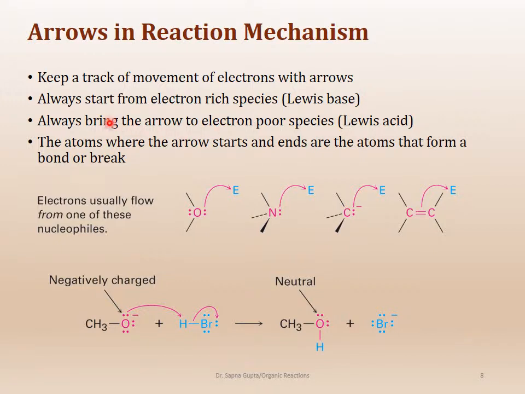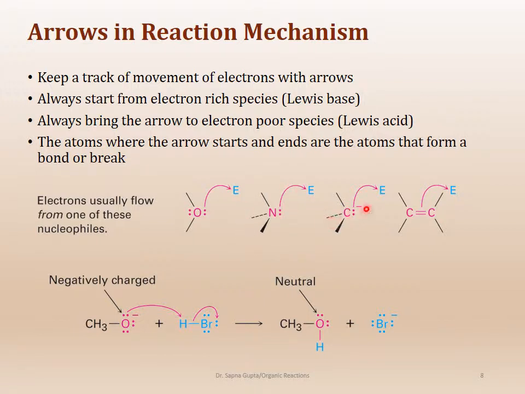And the key is to start your arrow from the electron-rich species, which is the Lewis base, which is also the nucleophile, and take it to the electron-poor species, which is the Lewis acid, also the electrophile. Okay, so always from negative to positive. That is how it goes. So if you have an arrow going from oxygen to the E over here, it means this is the bond that is actually forming. So that is the bond formation going on here.